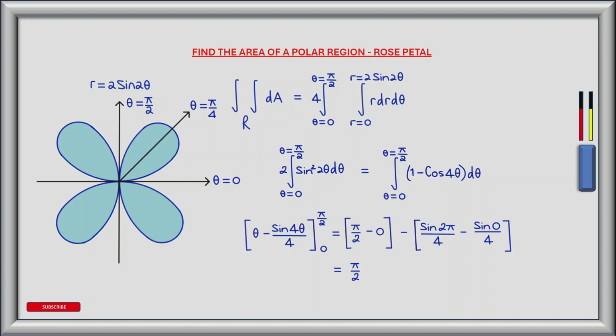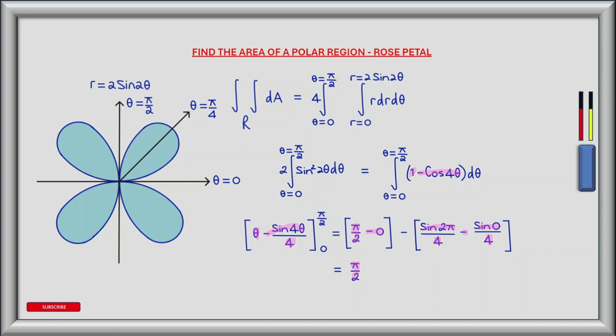If we now integrate term by term, the antiderivative of 1 d theta is theta, and the antiderivative of minus cos 4 theta d theta is minus sine 4 theta divided by 4. Evaluating theta between 0 and pi by 2, we have pi by 2 minus 0, and then evaluating minus sine 4 theta divided by 4 between 0 and pi by 2, we have the sine of 2 pi divided by 4 minus the sine of 0 divided by 4. The sine of 2 pi is 0, and the sine of 0 is 0. So we're left with pi divided by 2.